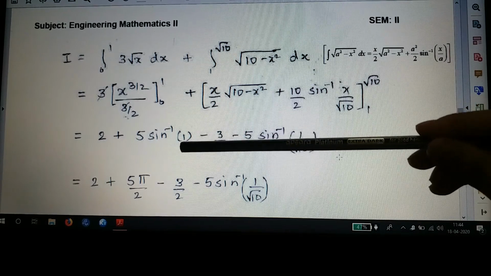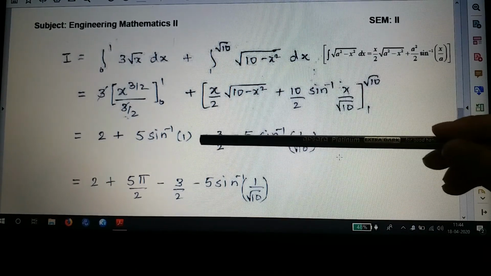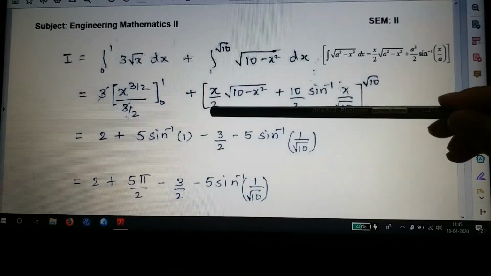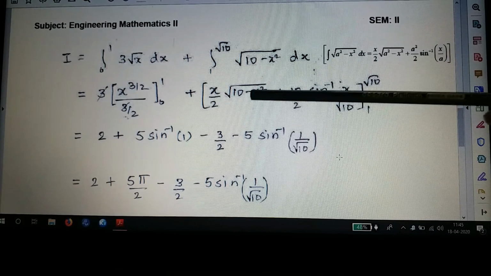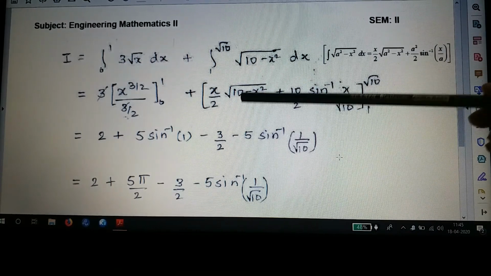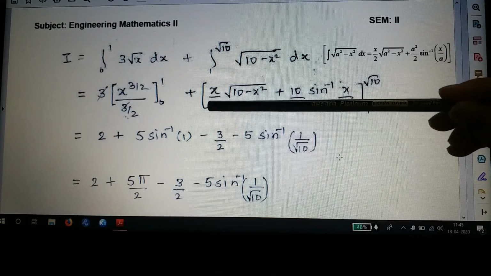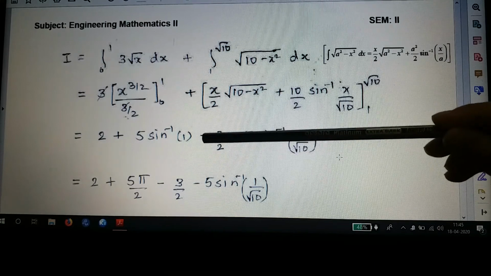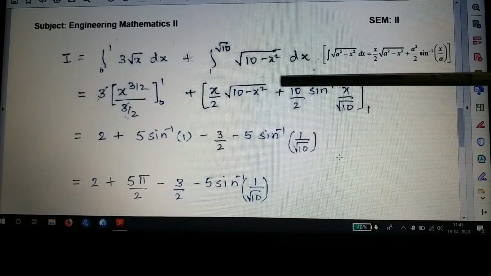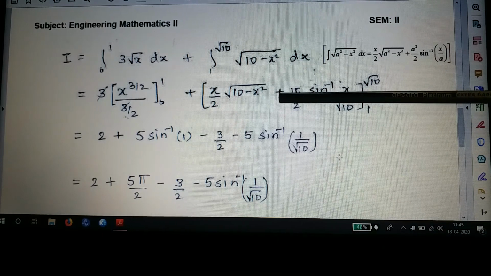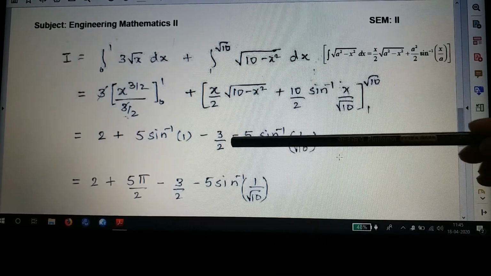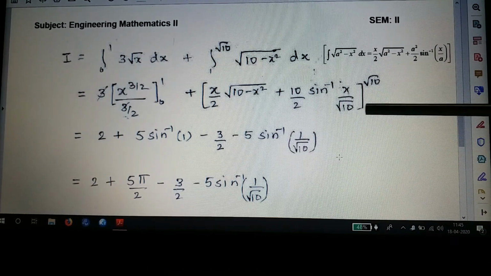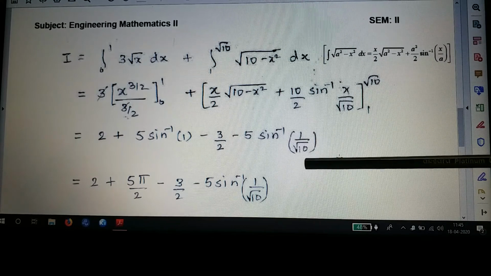Now let us put the lower limit. So we have to put a minus sign for the lower limit. Put 1 in place of x. So you get 1 by 2. 10 minus 1, which is 9. Root 9 is 3. So we get 3 by 2 over here. From this term we are getting 3 by 2 with a minus sign because of the lower limit. Again we have a minus sign because this was plus and we are putting the lower limit, so this becomes minus. 10 by 2 is 5, sine inverse of 1 by root 10.